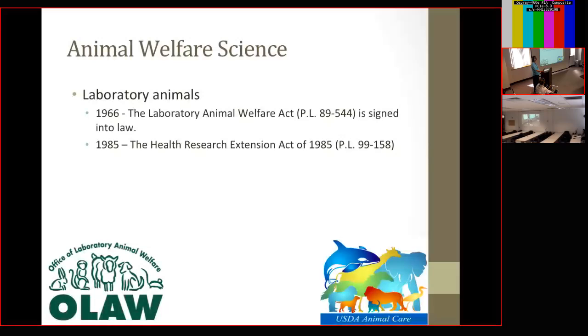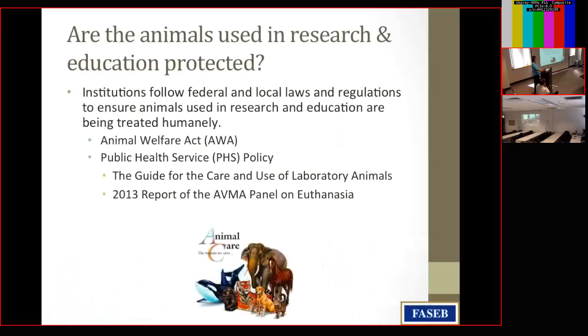In addition, the Public Health Service Policy requires that we follow a document called the Guide for the Care and Use of Laboratory Animals. This is actually a book. It goes into very specific detail on how the animals need to be cared for, down to the temperature in the room, the lighting, and even how many air changes per hour the HVAC system has to have, as well as the size of cages the animals need to have. The PHS policy also requires that we follow the AVMA panel on euthanasia, which outlines the humane euthanasia techniques for each species.